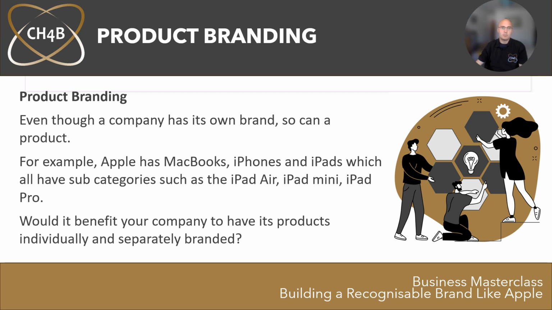Next is product branding. Even though a company has its own brand, so can the products it produces. For example, Apple has MacBooks, iPhones and iPads, which can then have subcategories such as the iPad Air, iPad Mini and iPad Pro. Each individual product has its own brand identity and reputation, many of which start with the small i followed by a capital letter. This is the branding style.